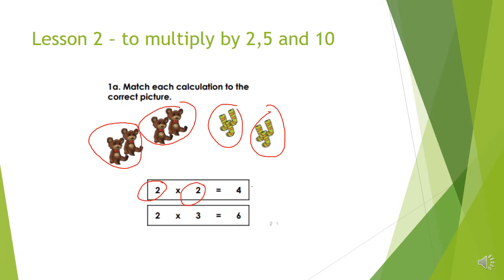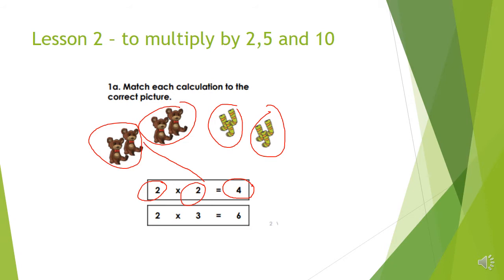And that should equal 4. The product should be 4. So let's count and check. 1, 2, 3, 4. 2 groups of 2 equals 4. That's correct. So my line would match to this one because that matches.